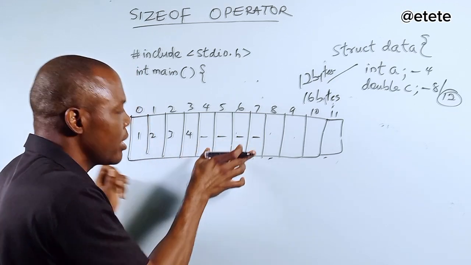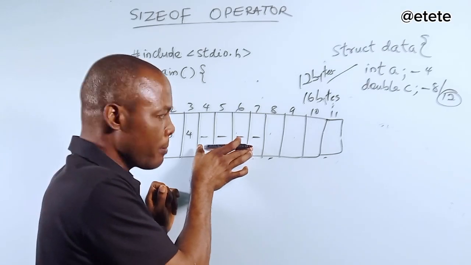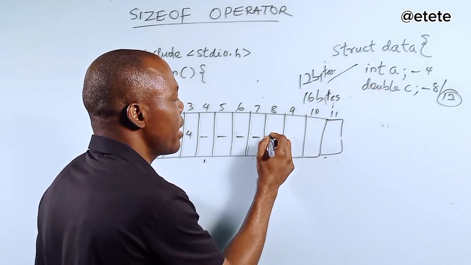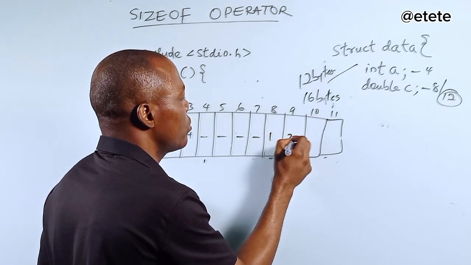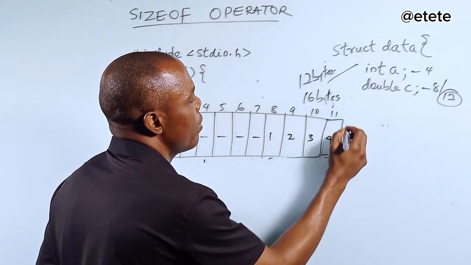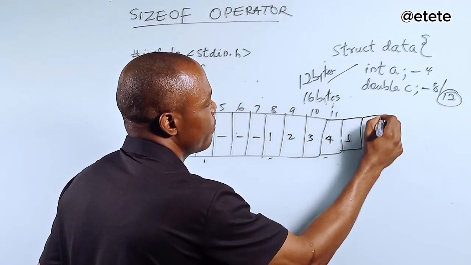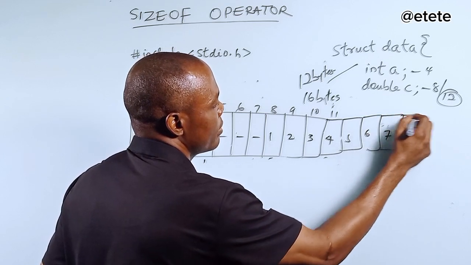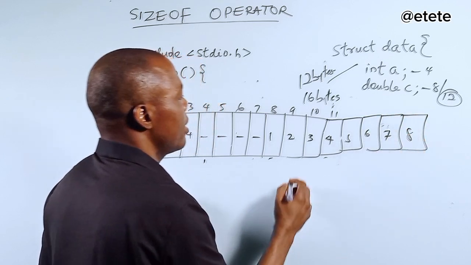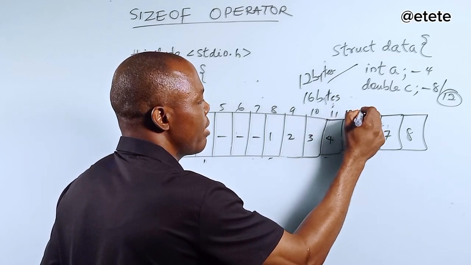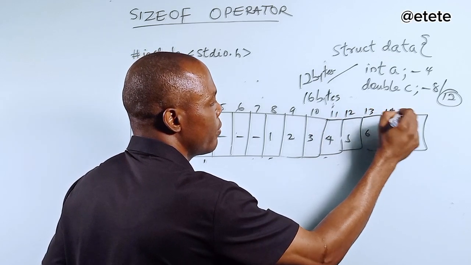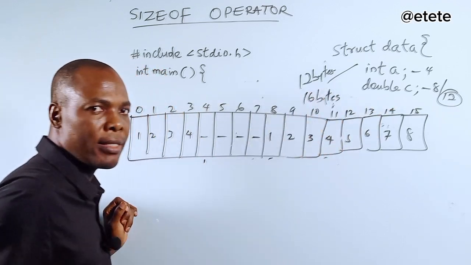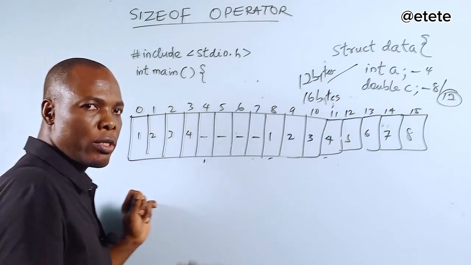So that is 8 bytes. It's going to pad this. Then it will start this double from here. So that will be 1, 2, 3, 4, 5, 6, 7, 8. That will now give us up to 15, which is 0 to 15. So that is 16 bytes. So that is what the processor will do.